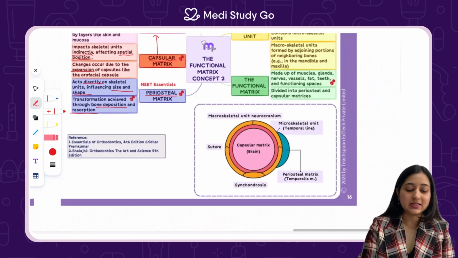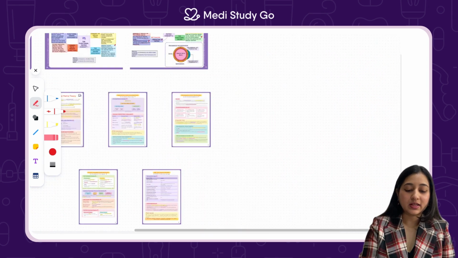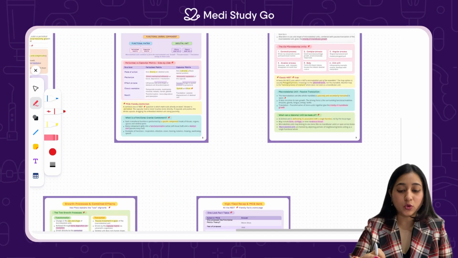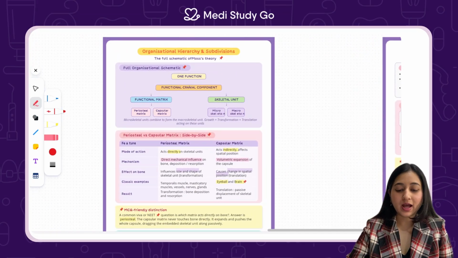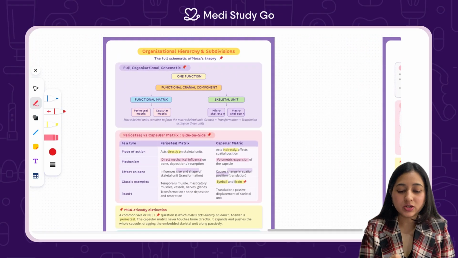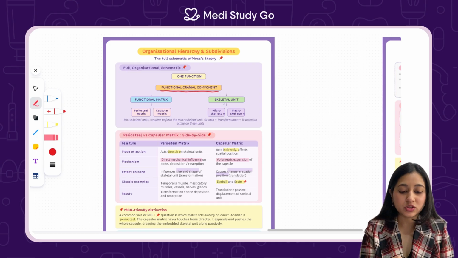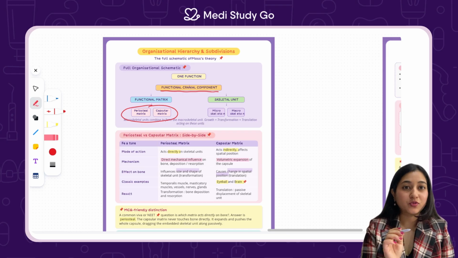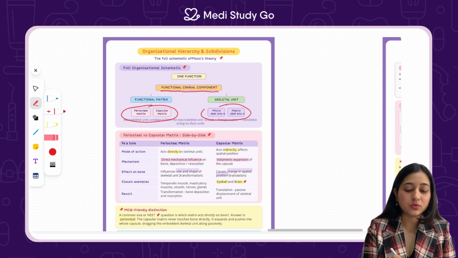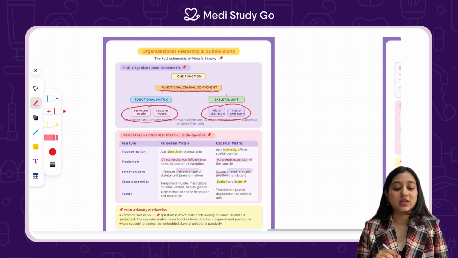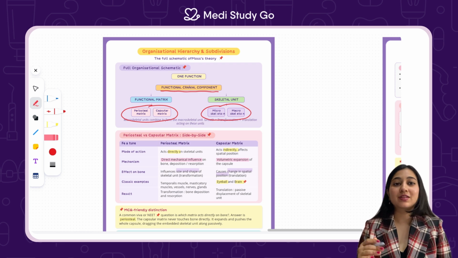So let's exactly see what we studied in the form of a flowchart. We had the functional cranial component, which was divided into two parts, the functional matrix and the skeletal unit. The functional matrix further contains the periosteal matrix and the capsular matrix, and the skeletal units can be further divided into the microskeletal units and the macroskeletal units. The examples are the maxilla and the mandible.